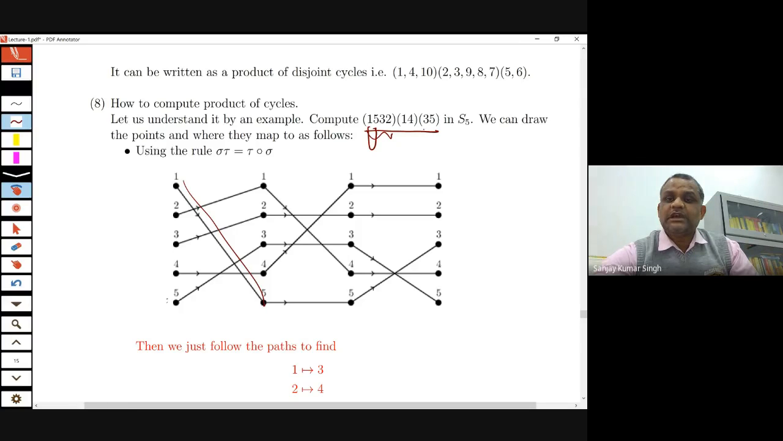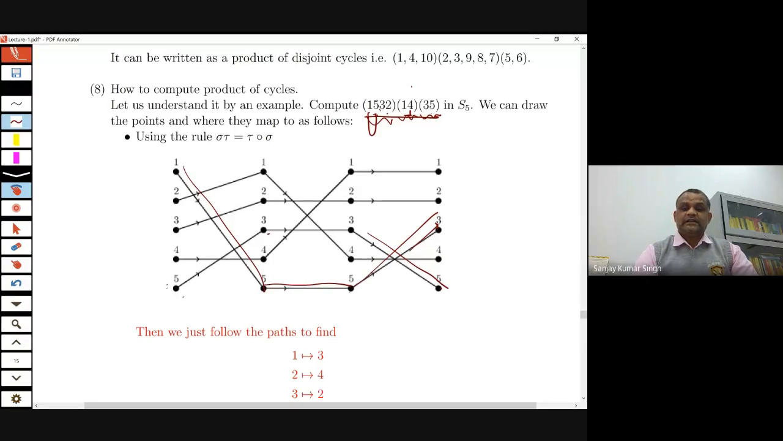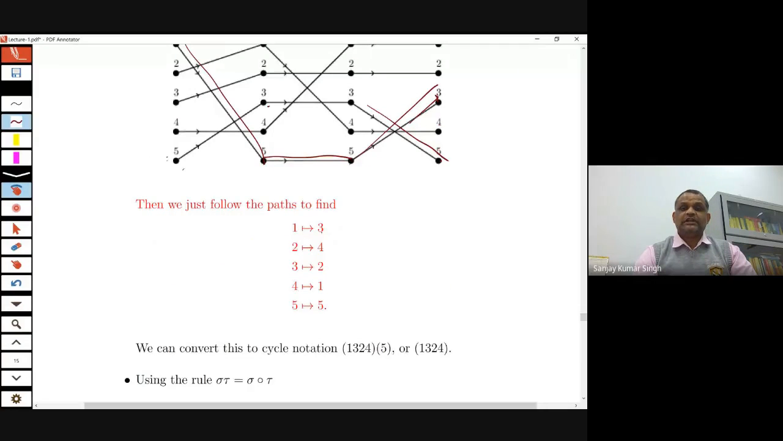Now what is happening here? 5 is going to 5 under this. And in this cycle, 5 is going to 3. So I go like this. Similarly, I will do with 5. 5 is going to 3. And here 3 is going to 3, and here 3 is going to 5. So after doing this, I can always get this: 1 is going to 3, 2 is going to 4, 3 is going to 2, 4 is going to 1, and 5 is going to 5.